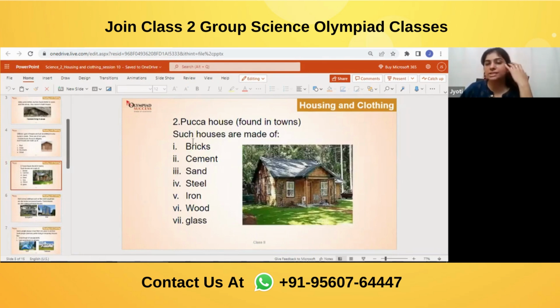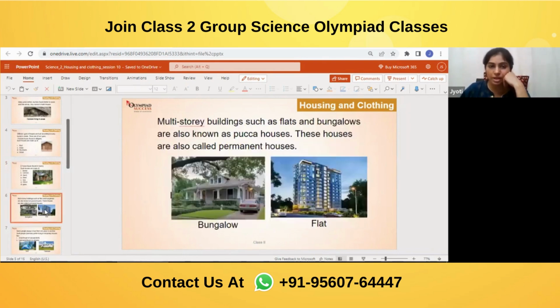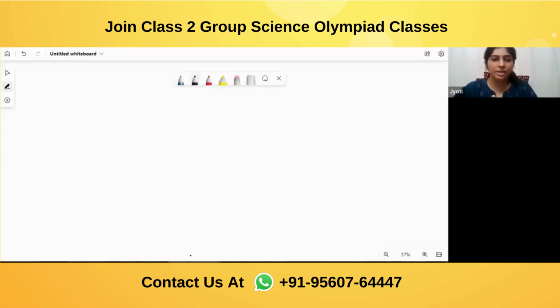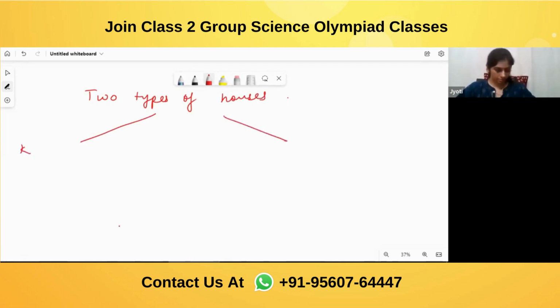Next are pakka houses. These houses are made up of all the things which we discussed just now. There are so many, like flats and bungalows. They are also known as permanent houses. So we can have two types of houses, a kacha house and a pakka house.